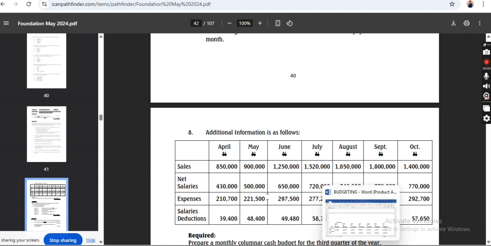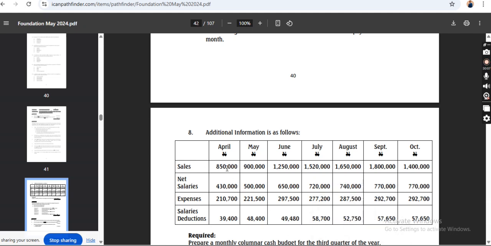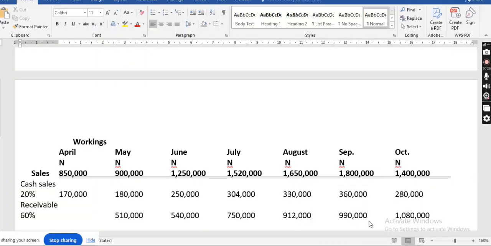Now, we charge 60% of 850, which will be paid in May. We charge 60% of 900, which will be received in June. That is why I said you need to pay attention to this part. It's very important. Please, is that clear? Are we good now?